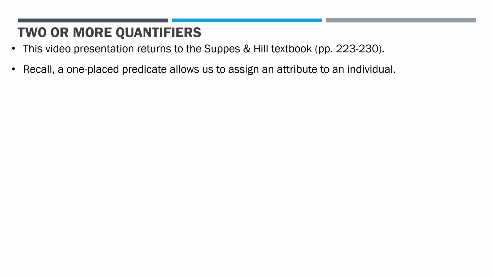Now, this video presentation returns us to the Suppes Hill textbook. In particular, we're dealing with pages 223 to 230. Now recall that a one-placed predicate allows us to assign an attribute to an individual. For example, Socrates is a man, where man, of course, is the predicate. We give the predicate an uppercase letter, such as capital M for man, and our individual, our subject, that which the predicate is about, namely Socrates, we give a lowercase letter, such as lowercase s.